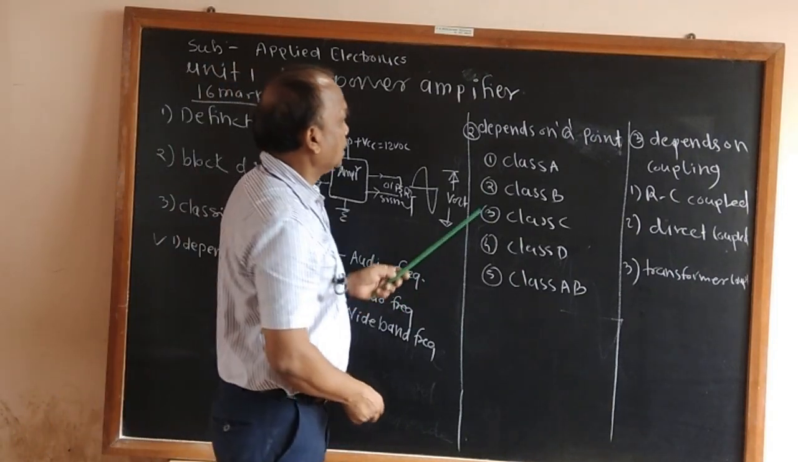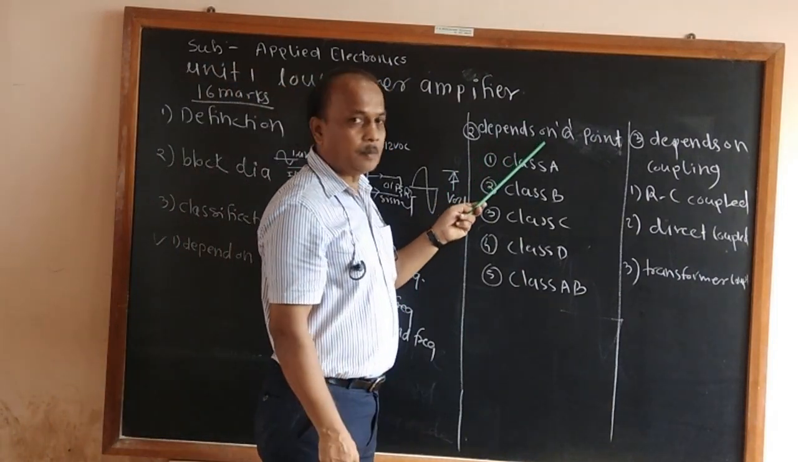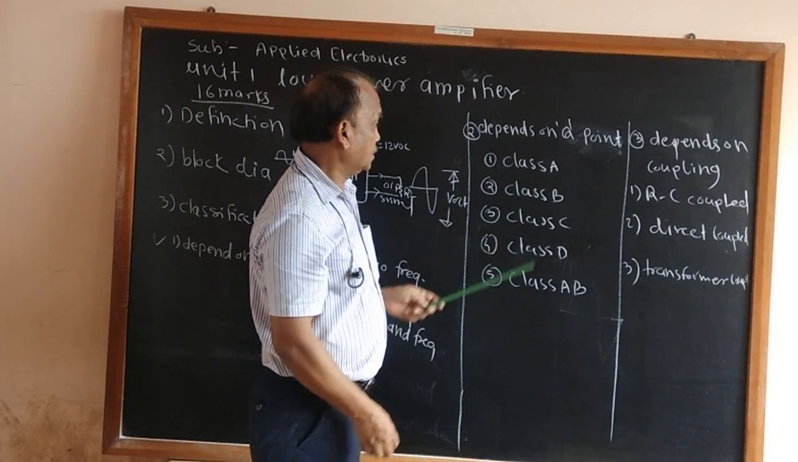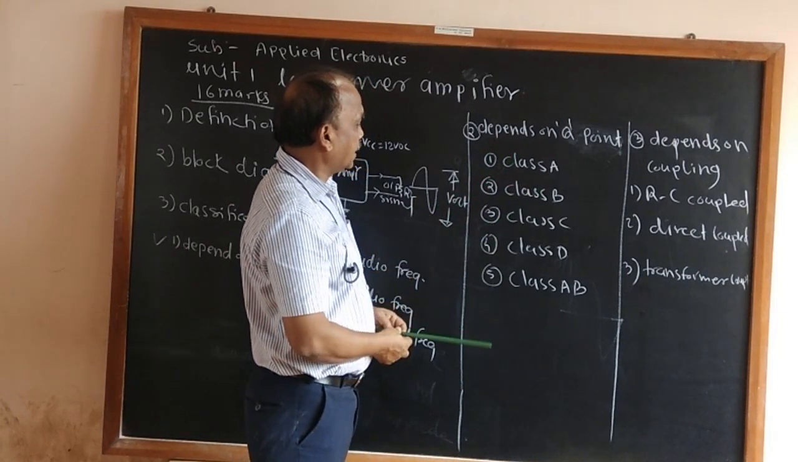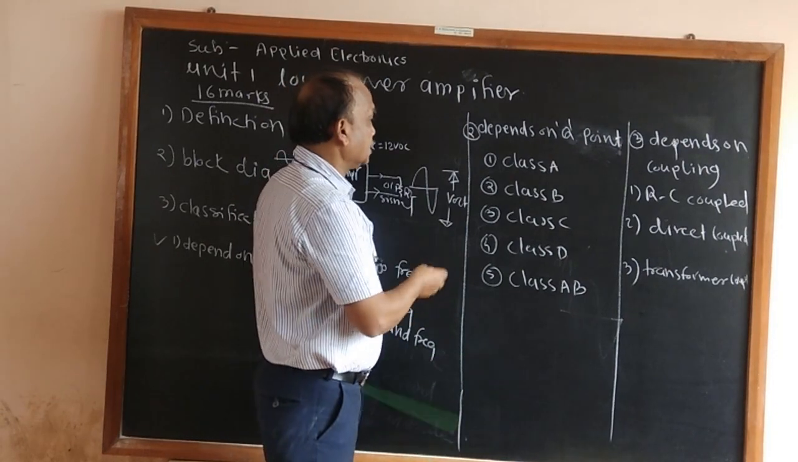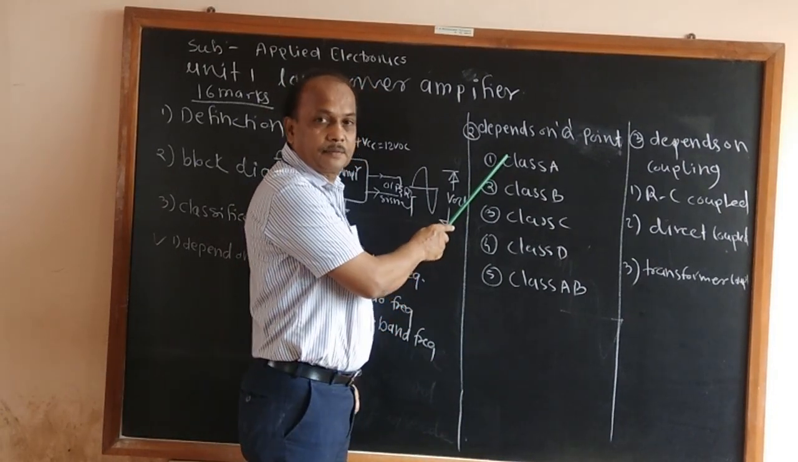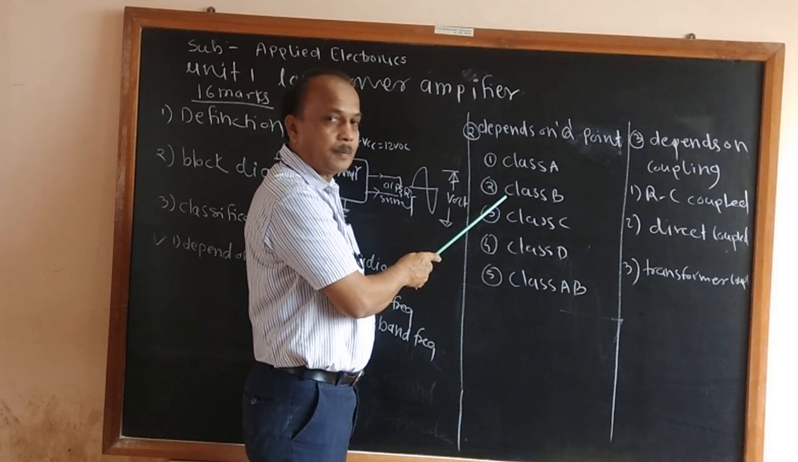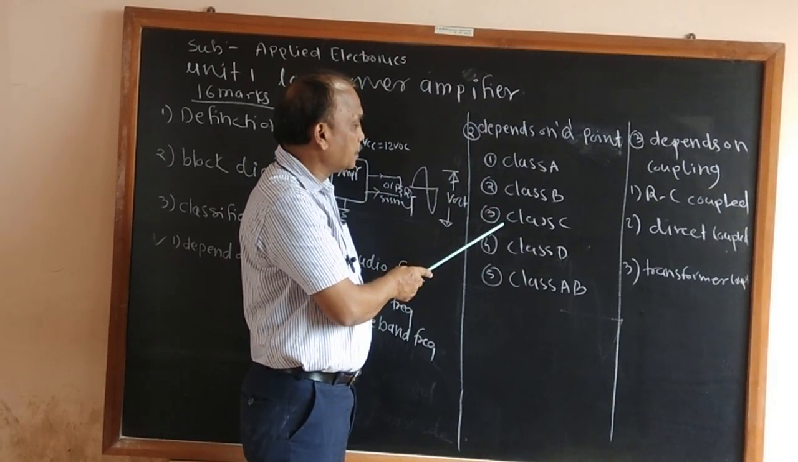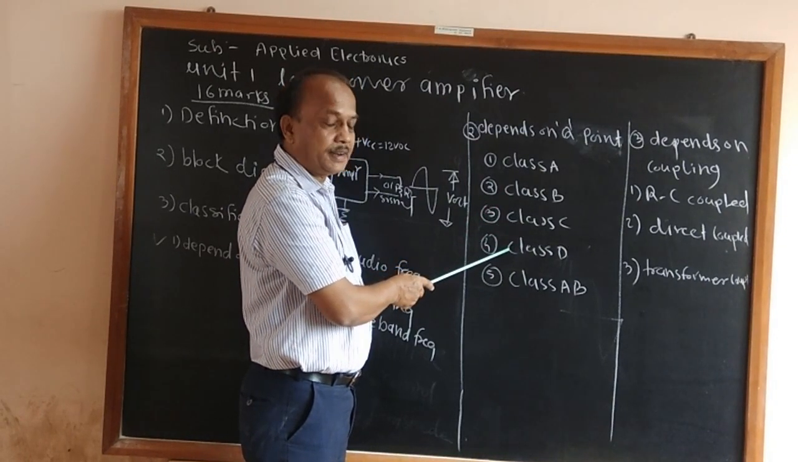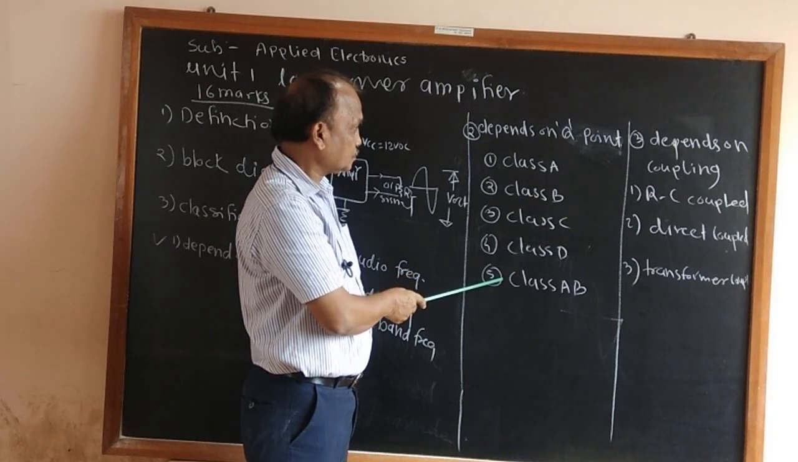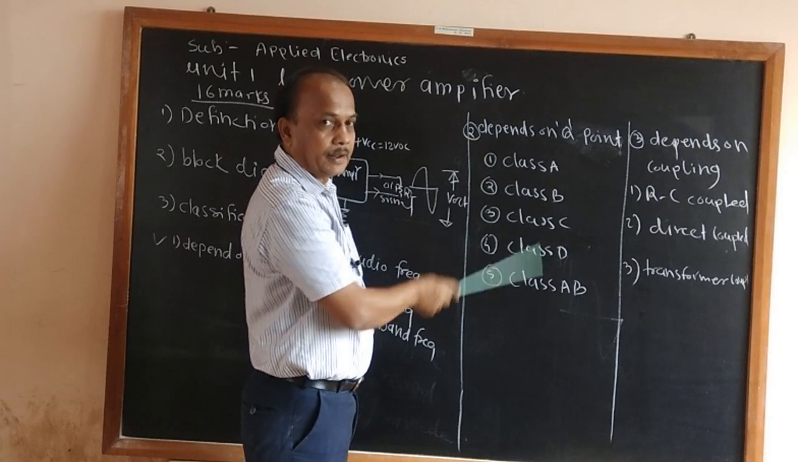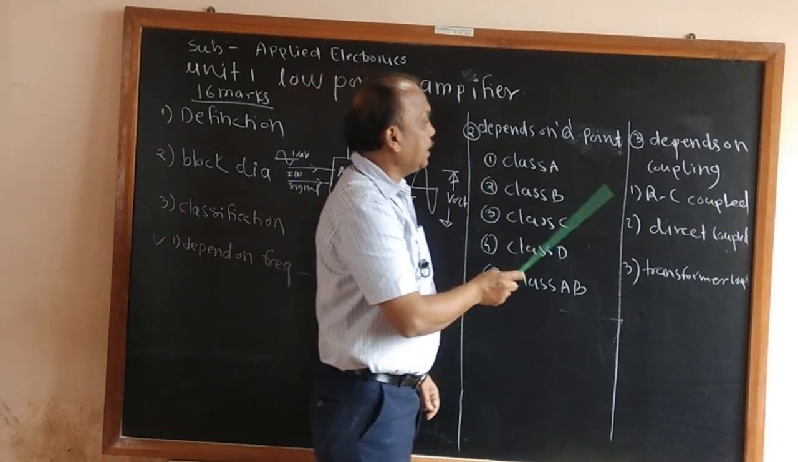Now we have to study depends on the operating point of a transistor. Depending on the operating point of a transistor, there are again 5 types. First one is class A amplifier, second is class B amplifier, third is class C amplifier, fourth is class D amplifier, and fifth is class AB amplifier. We have to study them in detail.